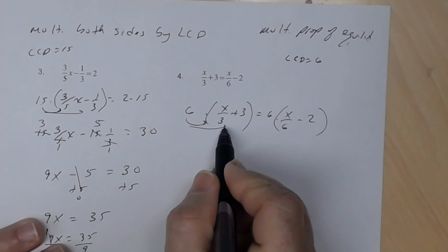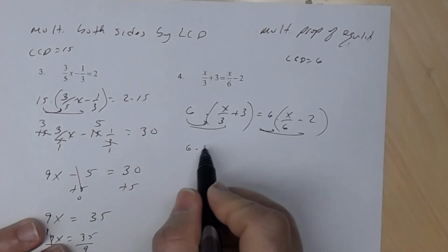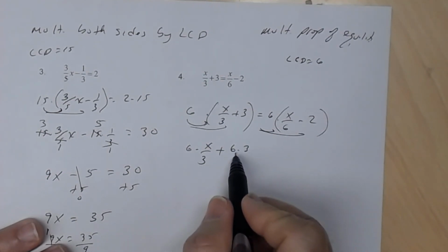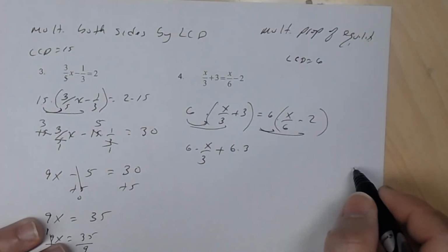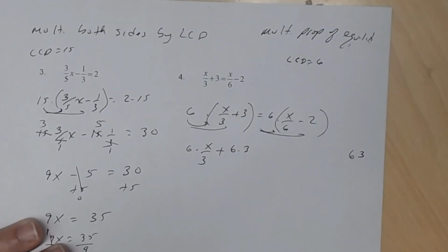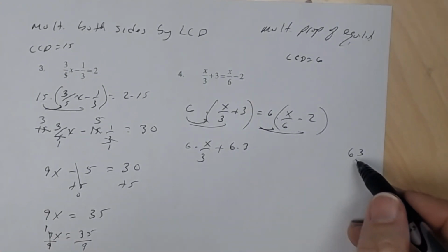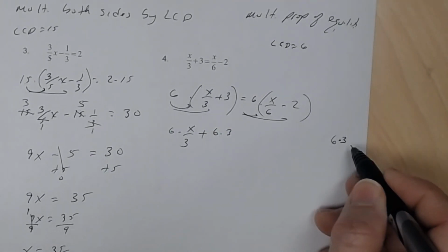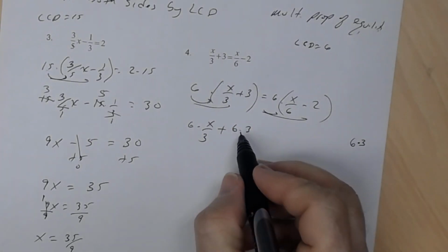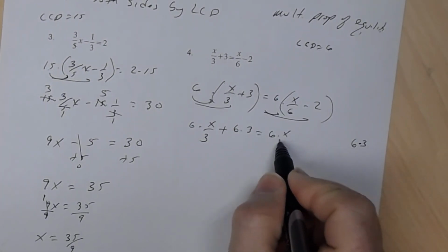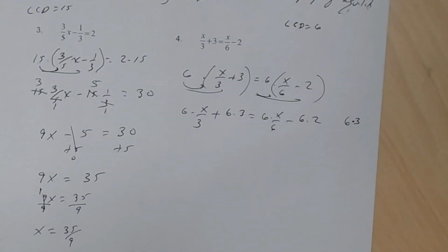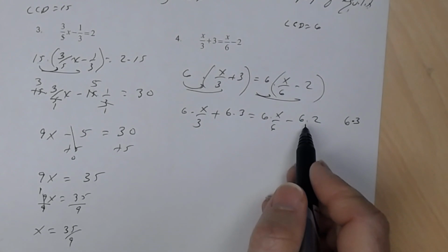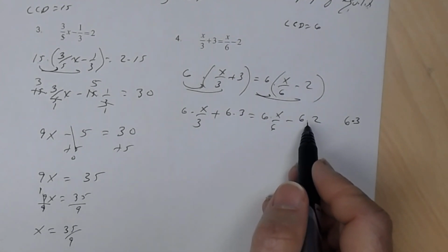Now let's go ahead and distribute. So I get 6 times x divided by 3 plus 6 times 3. Now be careful, you've got to say 6 times 3. Some of you are saying 6, 3, and mathematically that looks like 63, the number 63. If you mean this to be multiplication, you better say 6 times 3, like that. All right, equal, and then this is 6 times x over 6 minus 6 times 2. Notice the multiplication symbol. If you don't have it, that looks like 62, and that's not mathematically correct.